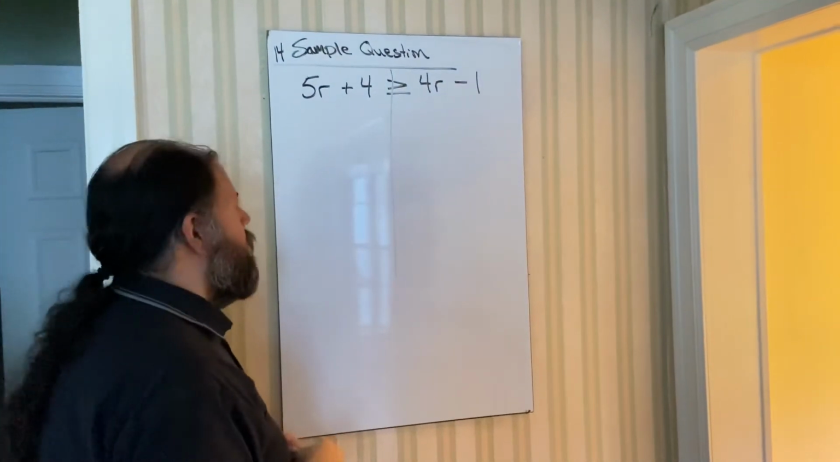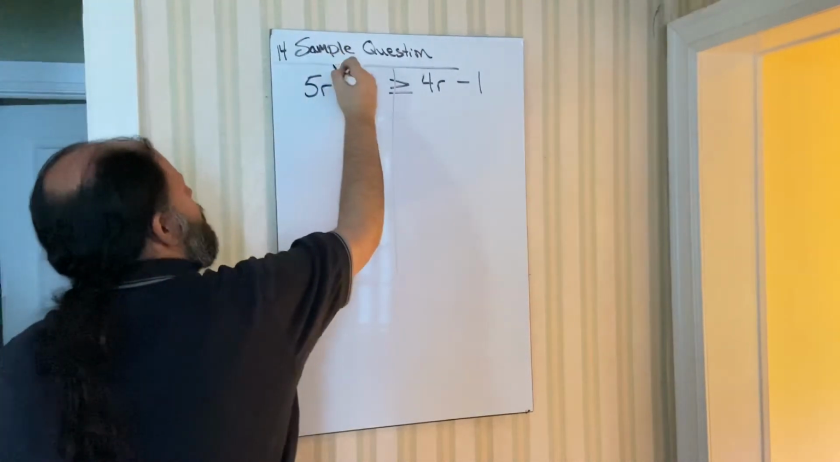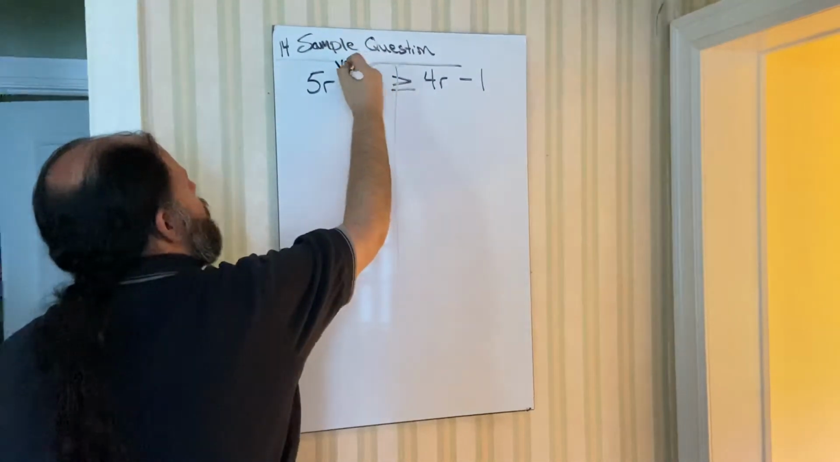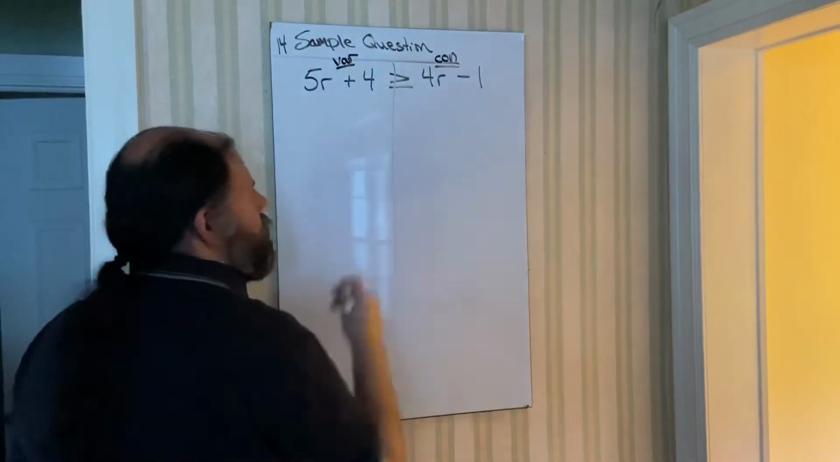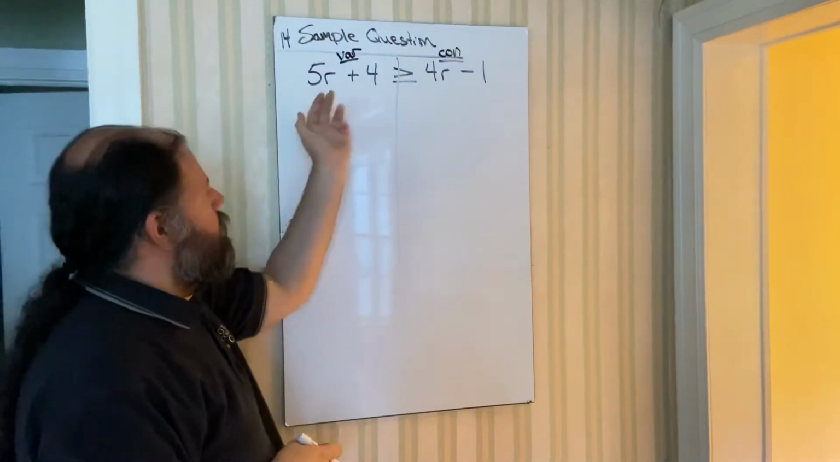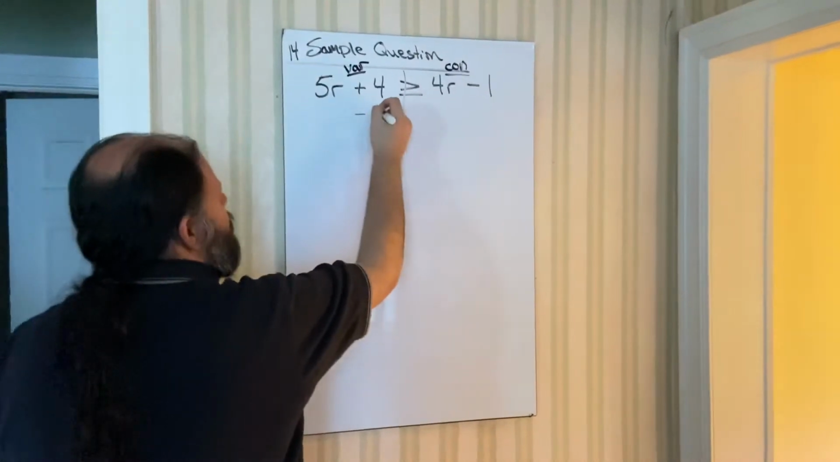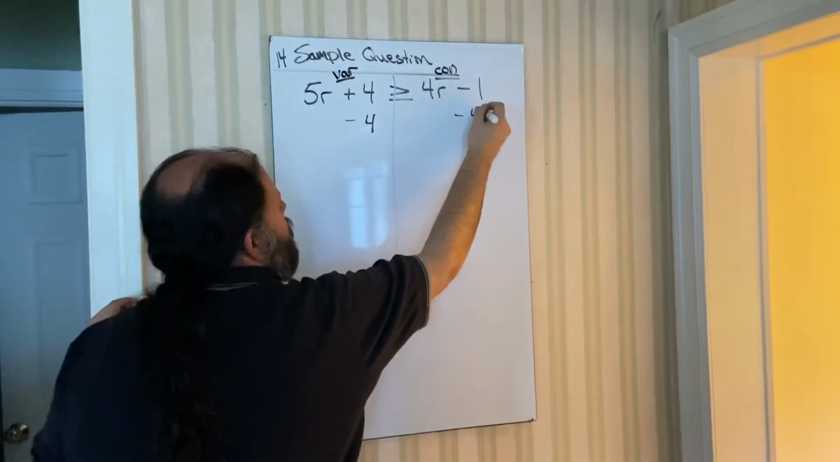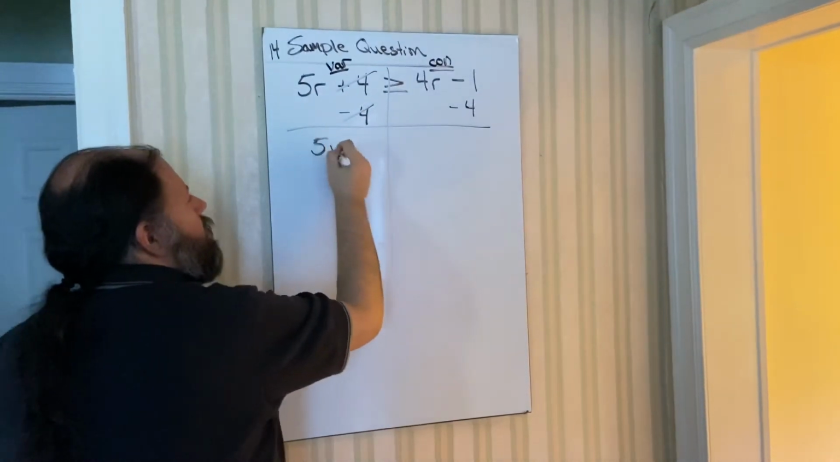That was step 1. Step 2, labeling. We already talked about this. Always label this side, left side, variable, right side, constant. Next, because of these labels, we get to move things. This 4 is not a variable, it needs to move. Opposite would be -4 to both sides. They cancel out, so you're left with 5r.